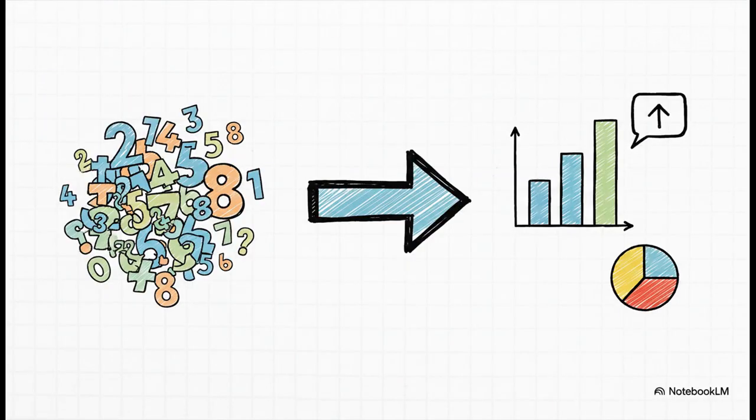Well, the answer is actually pretty simple. You have to make the data visible. I mean, think about it. Our brains are wired for pictures, for visuals, not for endless rows of numbers.